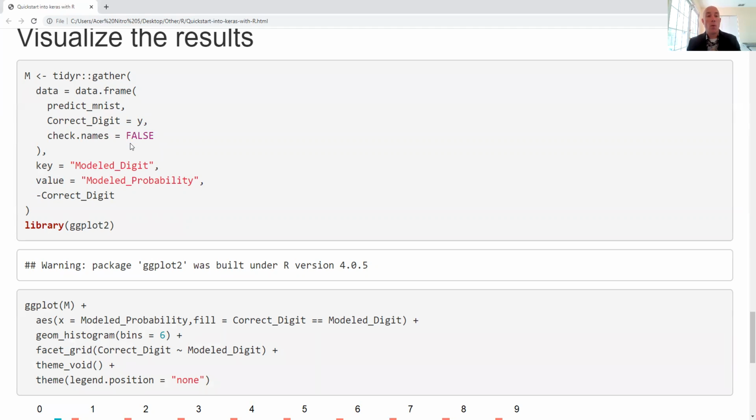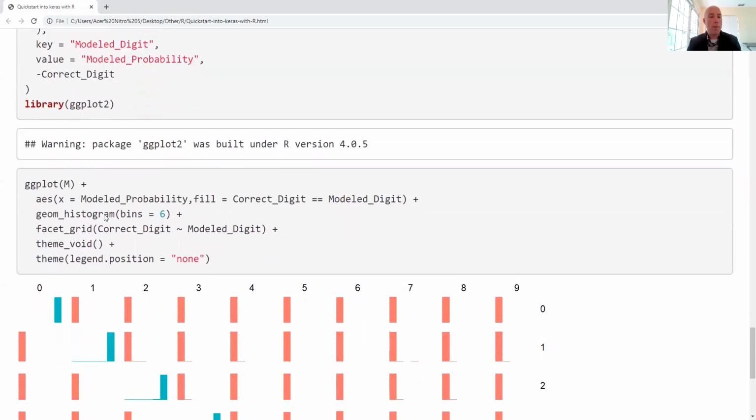So here, I'm just saying check.names equals FALSE. Just don't mess with the names. By default, this would put a capital X in front of 0, 1, 2, and 3. I would have a capital X9, capital X8, capital X7, and so on, and it just kind of messes things up. It's not a problem for this, so I just leave it alone. And then I'm using the gather function from tidyr. Got model digit, model probability. And now let's go ahead and plot it.